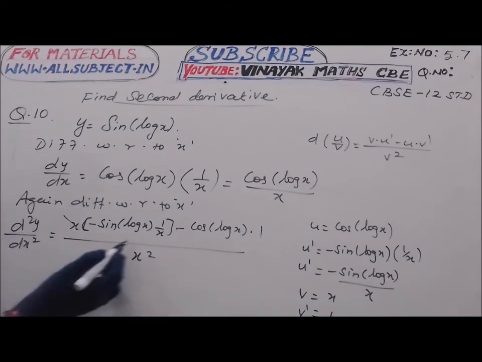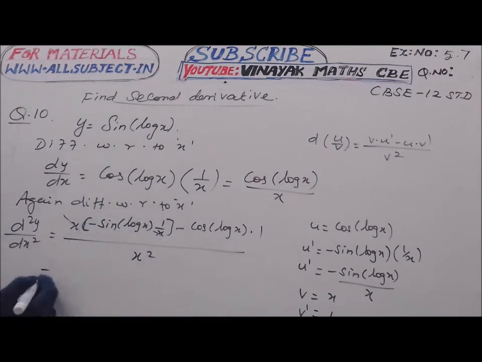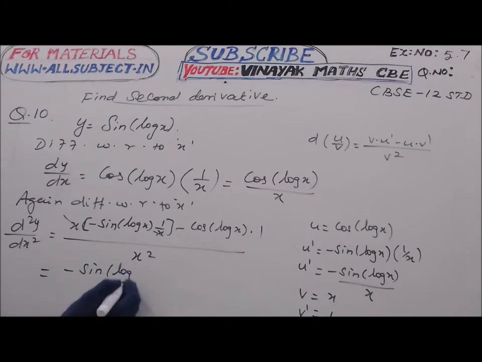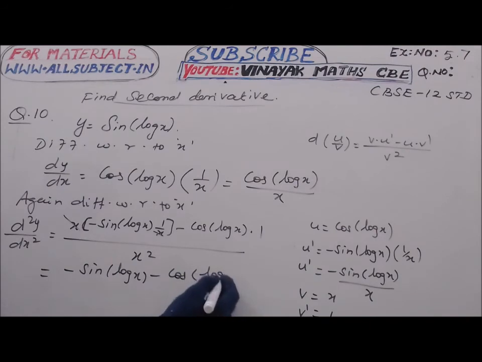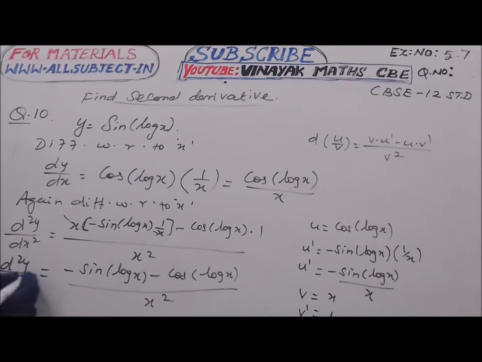This x and x get cancelled. Remaining is minus sin of log x minus cos of log x divided by x square. We can take minus as common. That is our required second derivative, d square y by dx square. Taking minus as common, it will be minus of (sin of log x plus cos of log x) divided by x square.